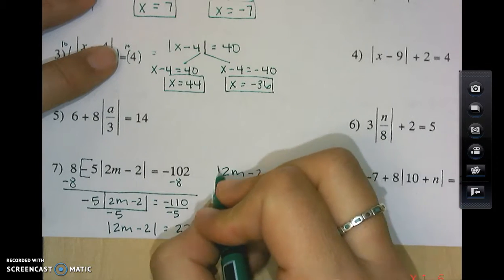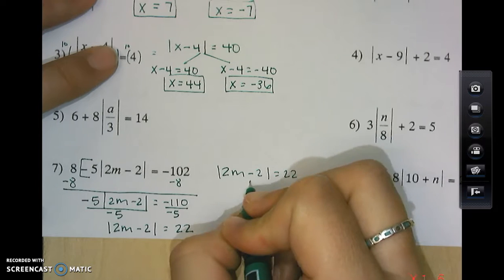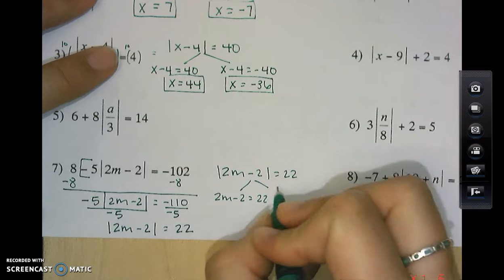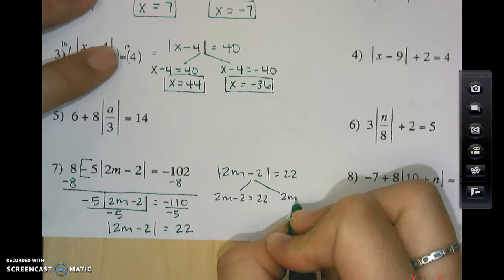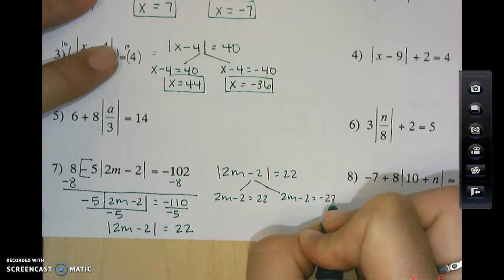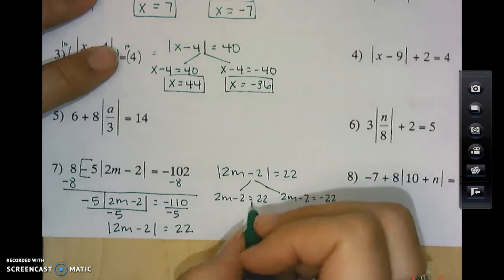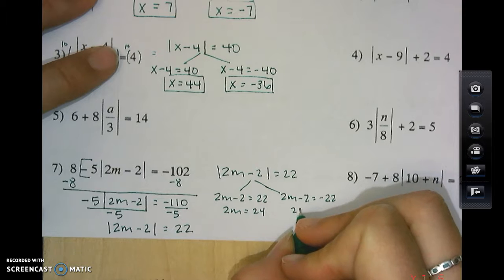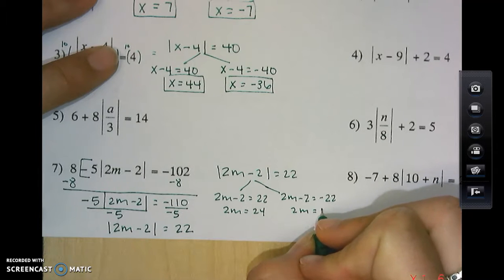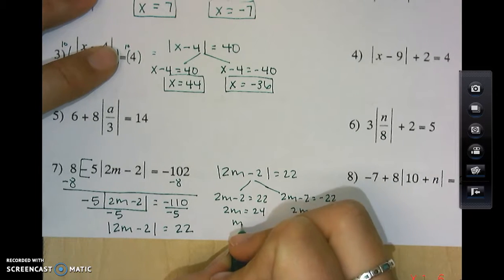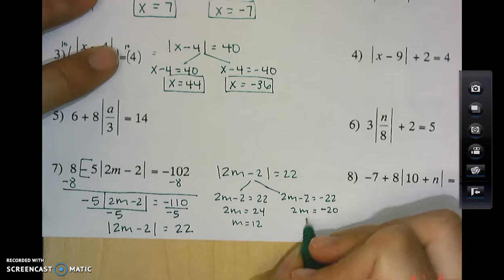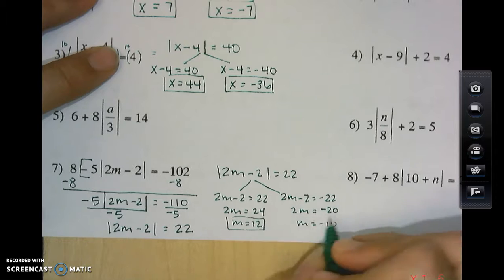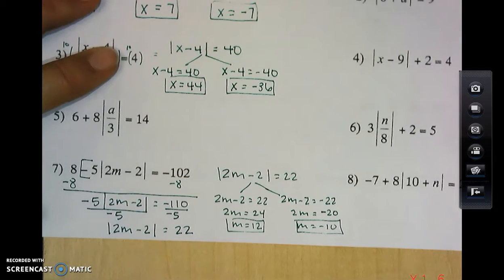Then I can split that into 2. I'm going to split this. So 2m minus 2 equals 22, and my second one is 2m minus 2 equals negative 22. Add 2 to both sides. 2m equals 24, 2m equals negative 20. So m equals 12, divide by 2. Divide by 2, m equals negative 10. So again, 2 solutions there.